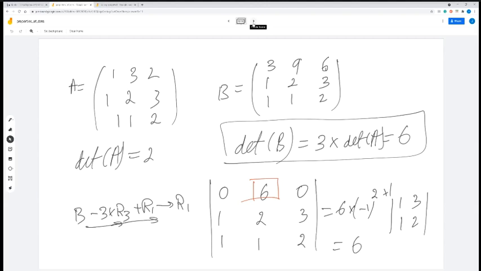If I ask you to calculate the determinant of A transpose, what is the determinant of A transpose? By the property, it's going to be just the determinant of A. There will be no difference between the two, and this is going to be just 2, what we have found.